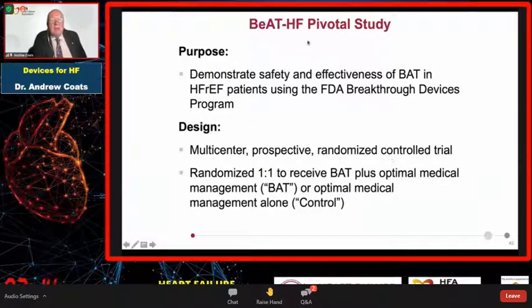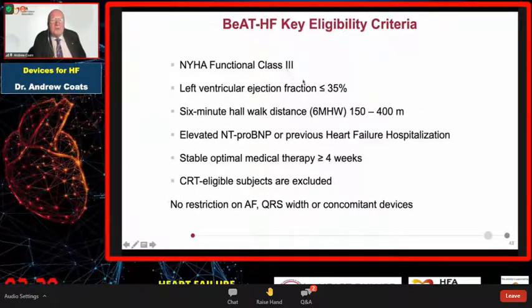This was evaluated in the BeAT-HF pivotal study. It also was a trial that was approved by the FDA through their new breakthrough devices program that's specifically designed to encourage more development of devices in what are called orphan indications, where there is no other effective treatment. So in heart failure, although we have many drugs, there is no treatment to modify sympathovagal imbalance directly. So this baroreflex activation therapy was approved for an FDA breakthrough device designation. It was a multi-center prospective randomized controlled trial of baroreflex activation therapy compared to optimal medical therapy alone. NYHA functional class 3 patients, all with low ejection fractions, limited exercise tolerance, elevated N-terminal proBNP, and standard optimal therapy.